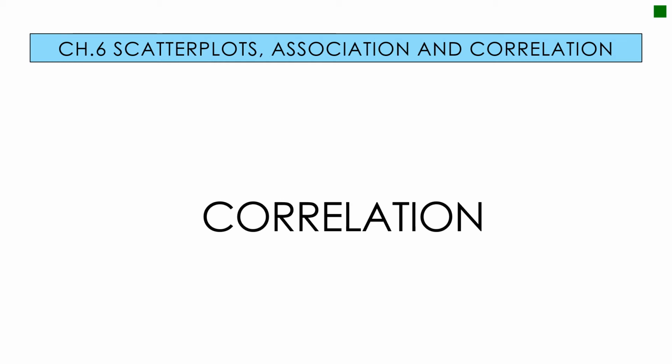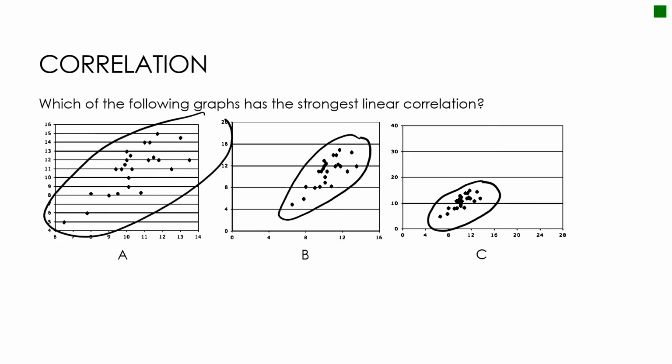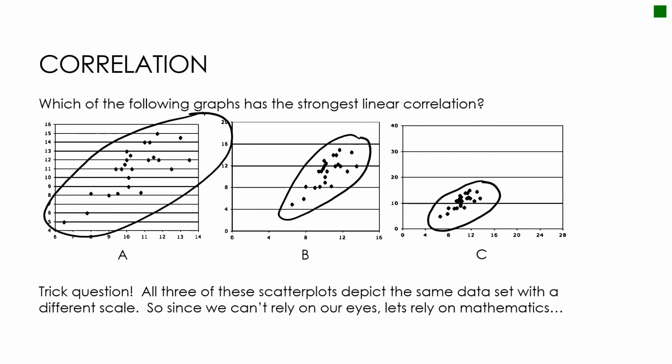Let's talk a little bit more in detail about correlation. So here are three graphs, three scatter plots, and the question is, which of the following graphs has the strongest linear correlation? Looking at this, it's kind of hard to tell. This seems very clustered together here. This is a little bit less. This has a lot more scatter, but notice it's a trick question because they're actually all the exact same graph.